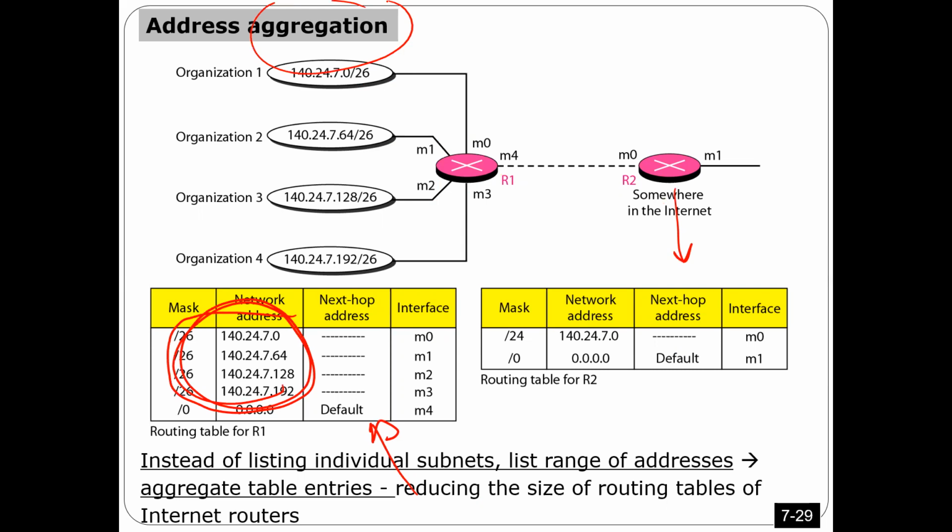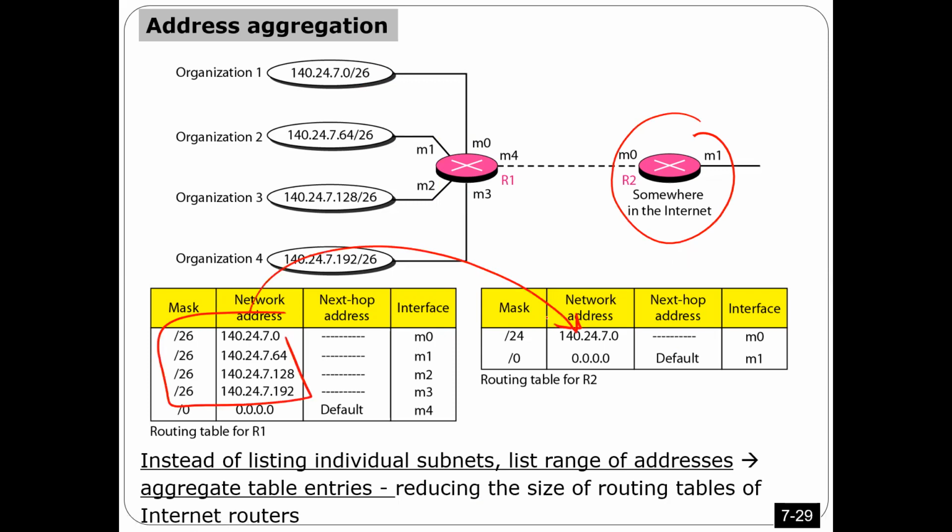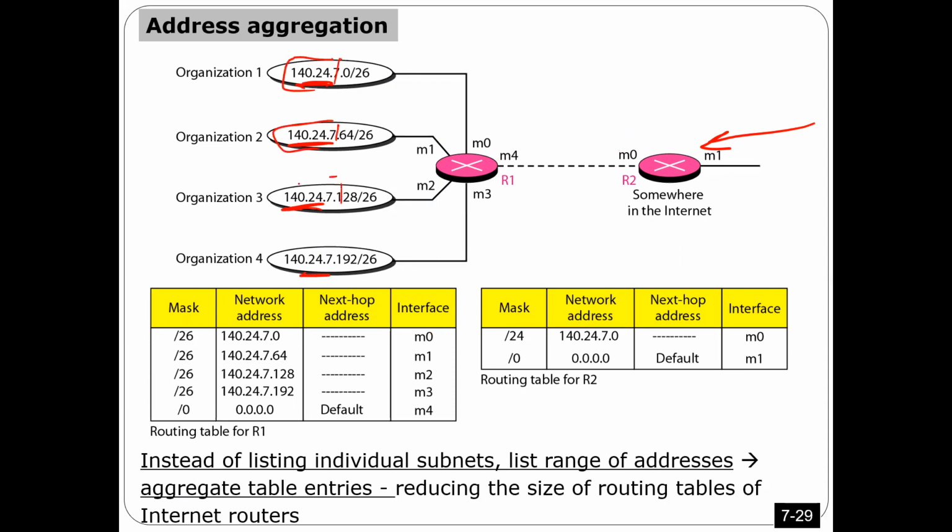So the idea of aggregation is that here at R1, instead of listing all of this here, no, I'm not gonna do that. All I'm gonna do is go one level less. So here it is 26. I'm gonna say, when I receive any IP and the IP has this common part, you can see there is one common part between all of them. This part is common between all of them here.